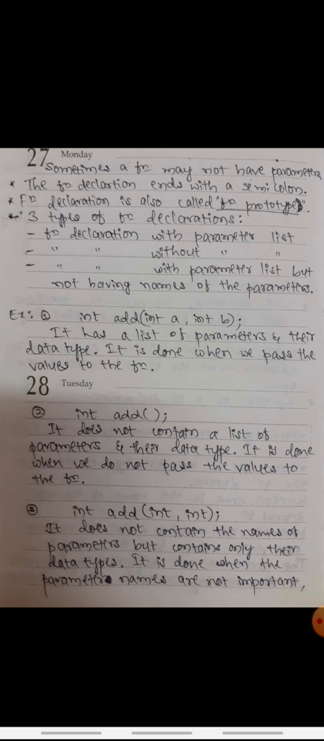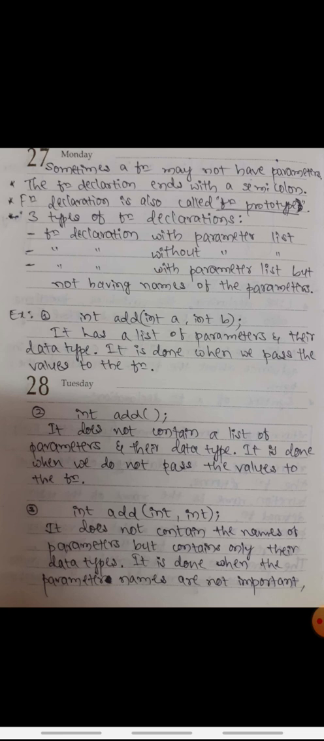There are three types of function declarations: function declaration with parameter list, function declaration without parameter list, and function declaration with parameter list but not having names of parameters. Let us see these three types here. First one is function declaration with parameter list: int add(int a, int b); It has a list of parameters and their data types, like int. It is done when we pass values to the user defined function.